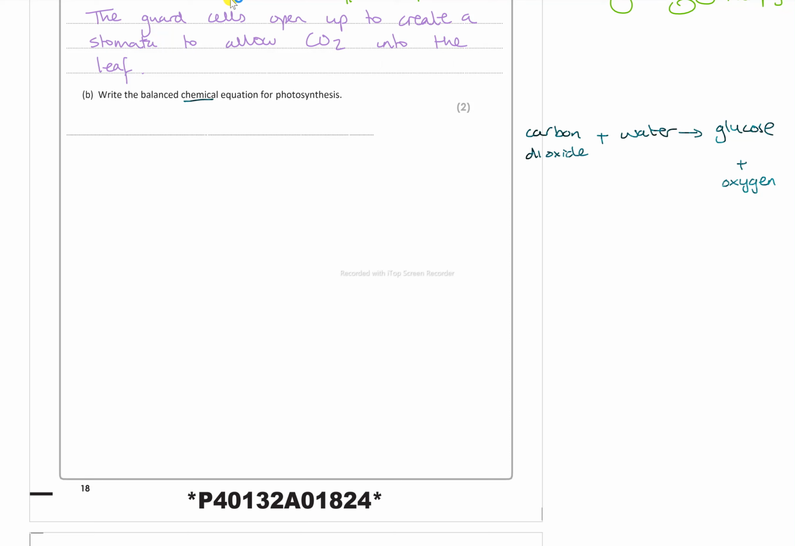Okay, what is carbon dioxide? CO2. What is water? H2O. 2 hydrogens, 1 oxygen. Big line, arrowhead. Right. What is glucose? C6H12O6 plus oxygen O2. Remember, oxygen runs around in pairs, as does chlorine, as does hydrogen, as does nitrogen, and so on.